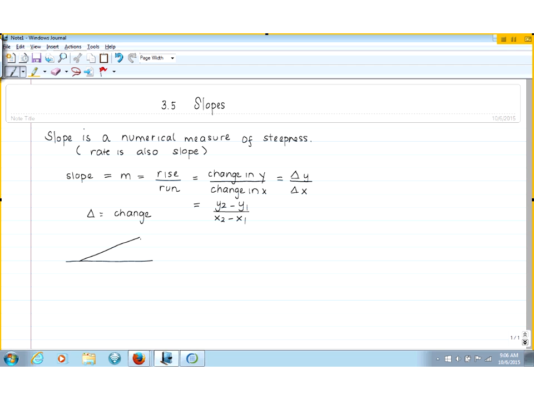Now, look at these. The first one looks like this, and the second one looks like this. Let's call this picture A and this picture B. Which one of the two ramps is steeper? Just say this is a ramp. I don't know what type of ramp. B is a very dangerous ramp, right? So which one is steeper? B is steeper, so it has a greater slope. It means the slope is bigger, so the numerical measure is larger. So the steeper it is, the larger the slope is.